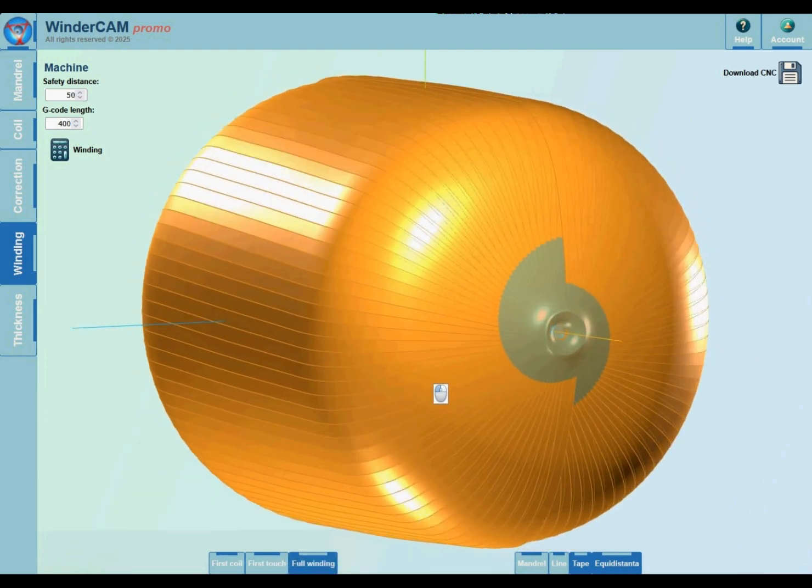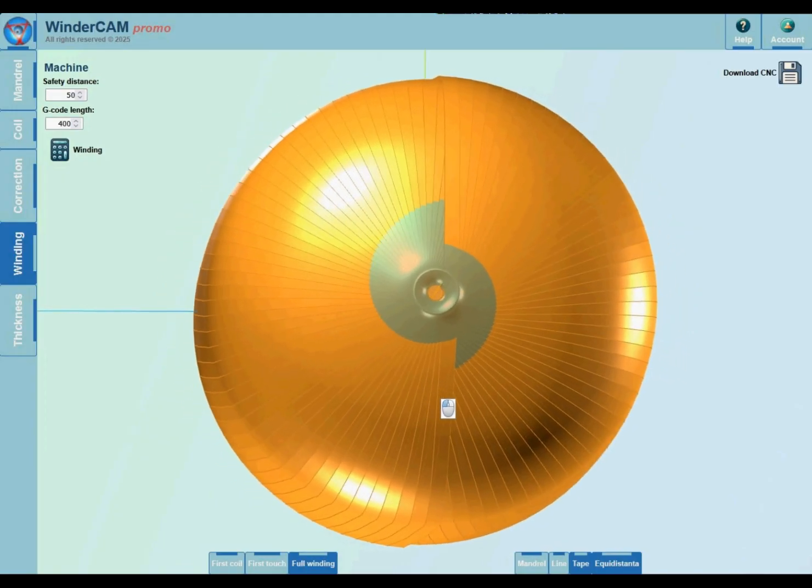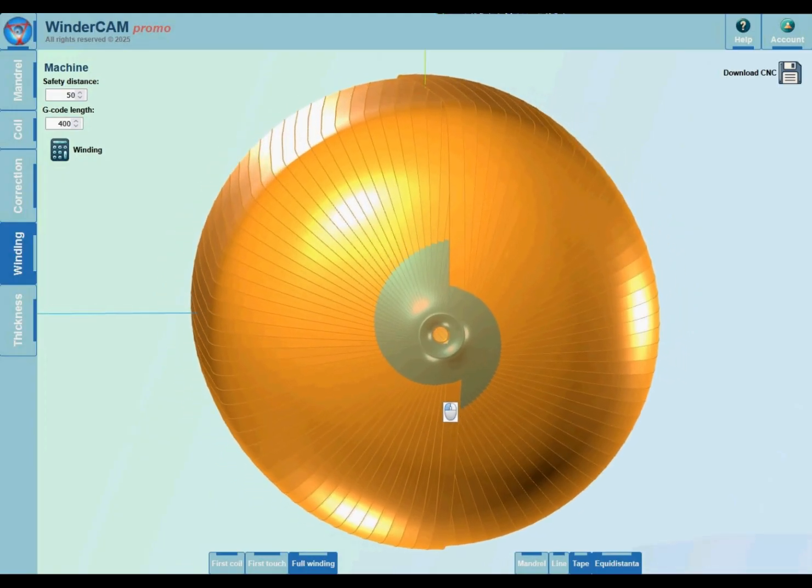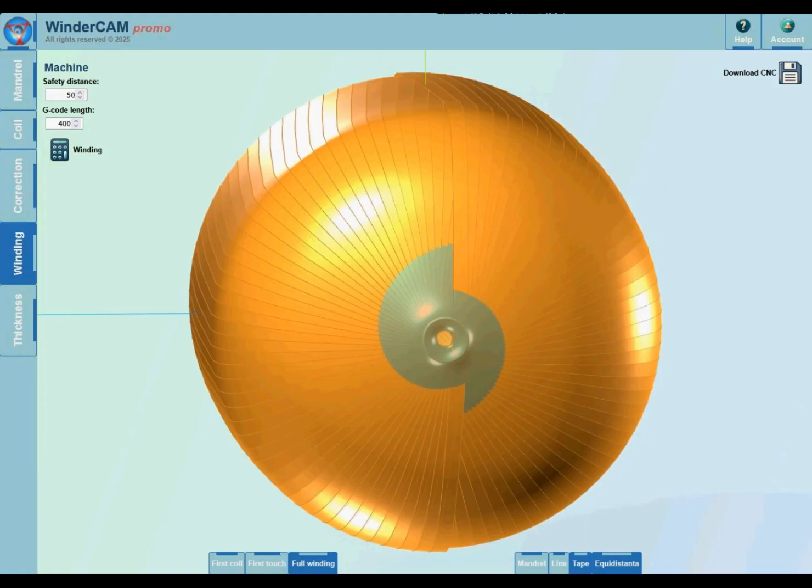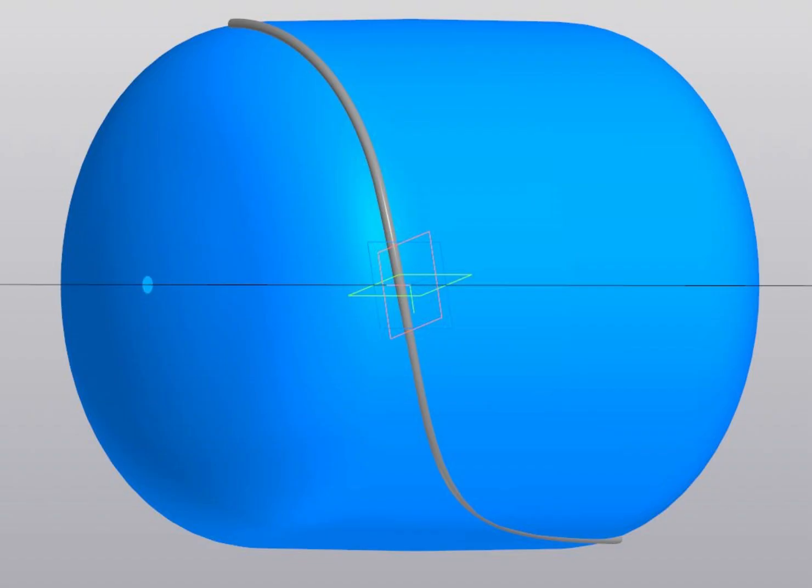And what about the transition between different winding patterns? That's the sixth step, the transition turn. Reinforcing the structure of a short vessel often requires both helical and hoop layers on the cylindrical section. A transition turn is necessary to ensure continuity during the automated winding process. Calculating the transition turn is not yet within WinderCAM's capabilities at this stage of development.